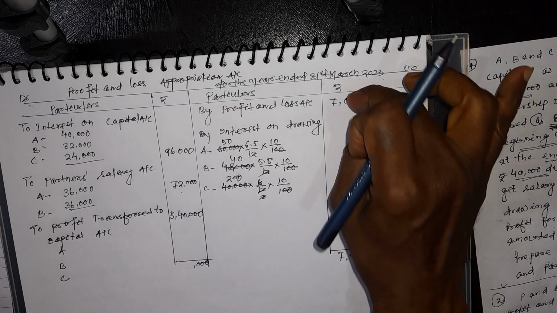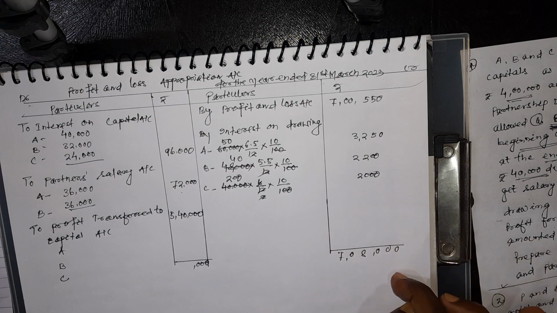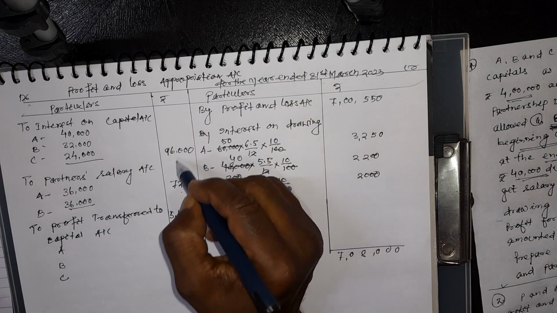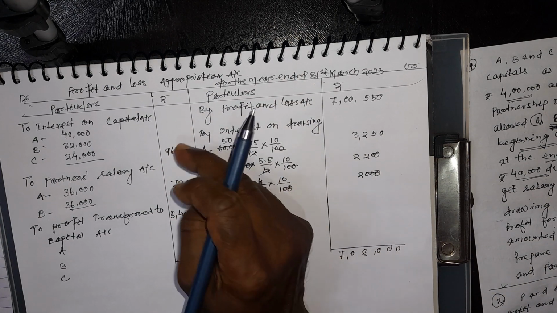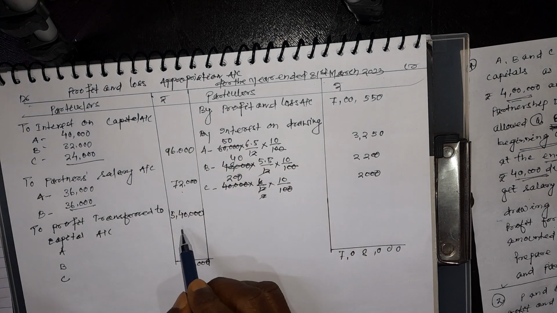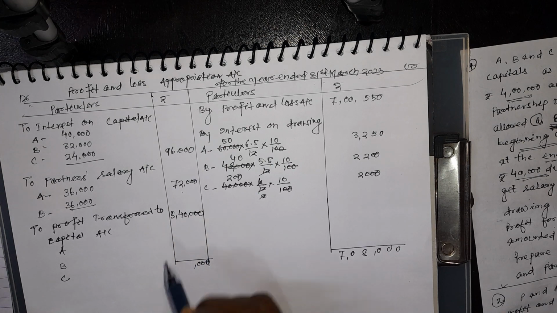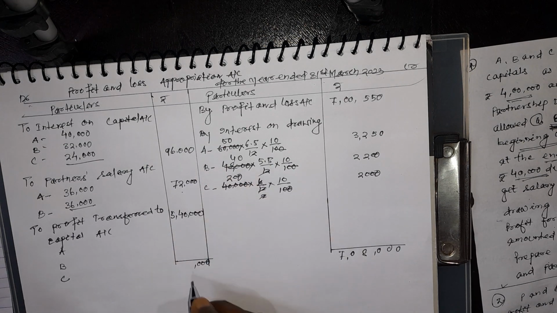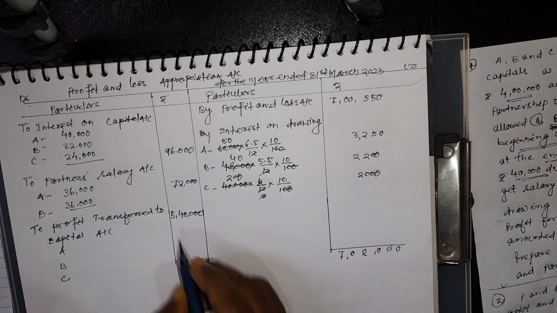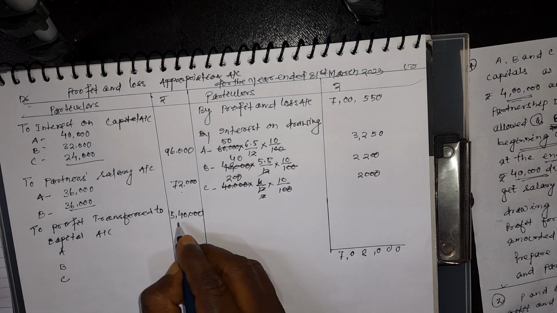Again, first you will add the credit side. Credit side total amount is 7,08,000. From 7,08,000, deduct 96,000 and 72,000, a total of 1,68,000. Then you will get the net amount. This is the balancing figure, 5,40,000. So you will write it here. Now you see, 5,40,000.